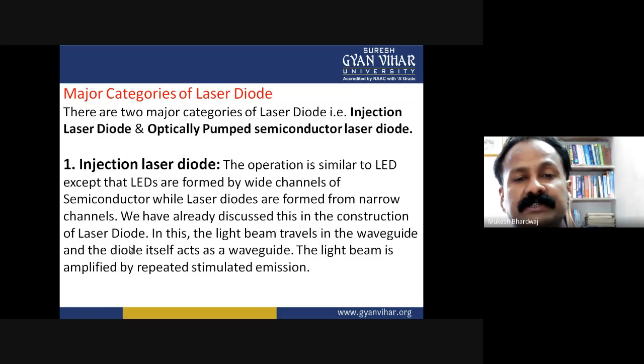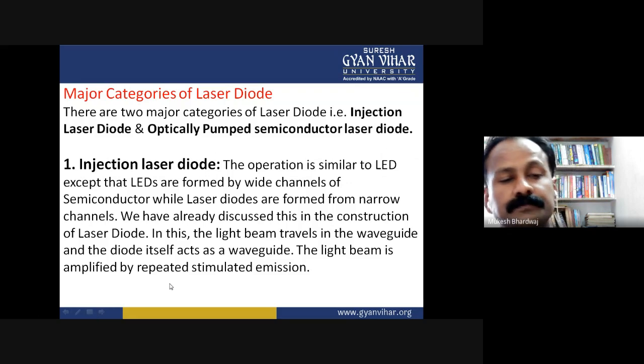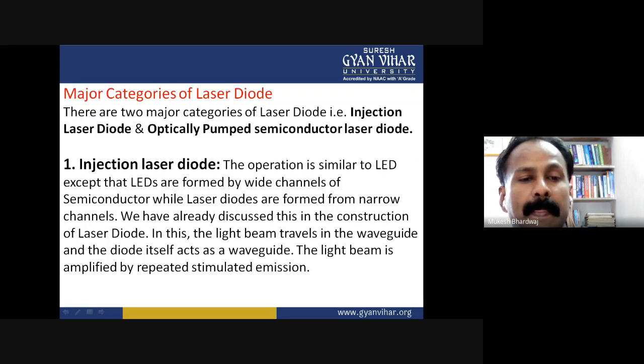The first is injection laser diode. The operation is similar to LED, except that LEDs are formed by wide channels of semiconductor, while laser diodes are formed from narrow channels. We have already discussed this in the construction of laser diode. In this, the light beam travels in the waveguide and the diode itself acts as waveguide. The light beam is amplified by repeated stimulated emission.